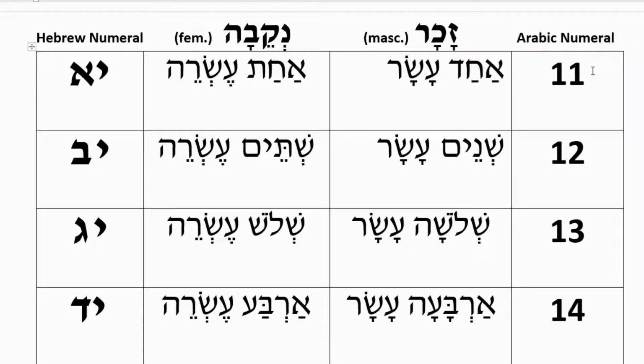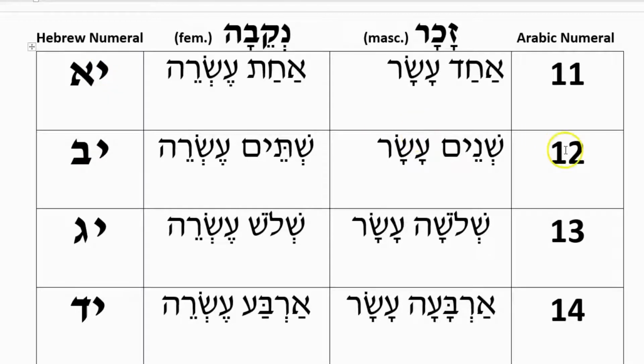Okay, the number 11. In Zachar, in masculine, Achad Asar. In feminine, Achat Esrei. And we write it as Yud Aleph. Yud being the Hebrew numeral for 10, Aleph being the Hebrew numeral for 1. 10 plus 1, 11. Those who have followed along in my other series, Introduction to Reading Hebrew, have already come across this and are probably familiar with the number system, at least how we write them.